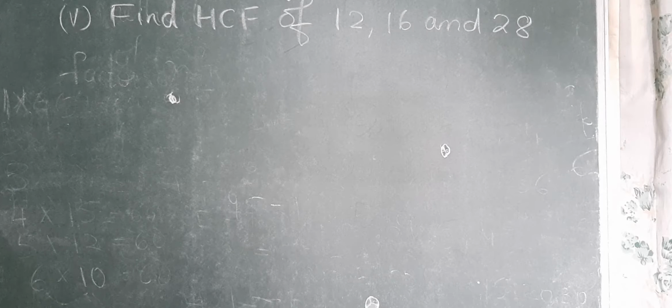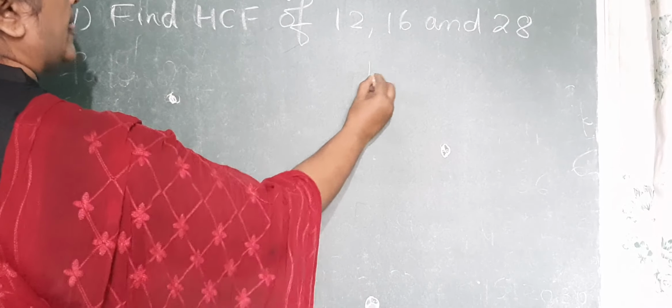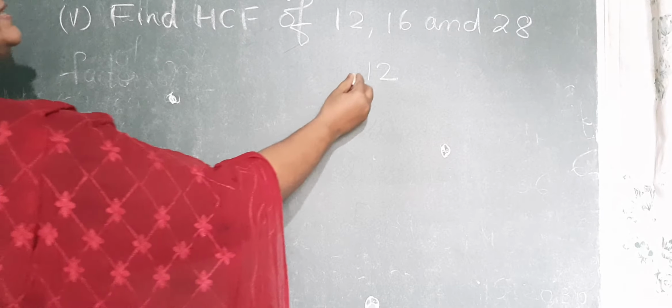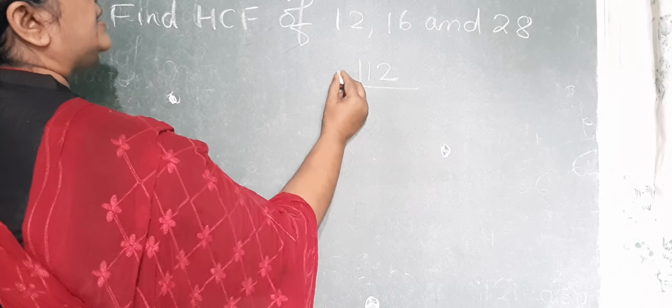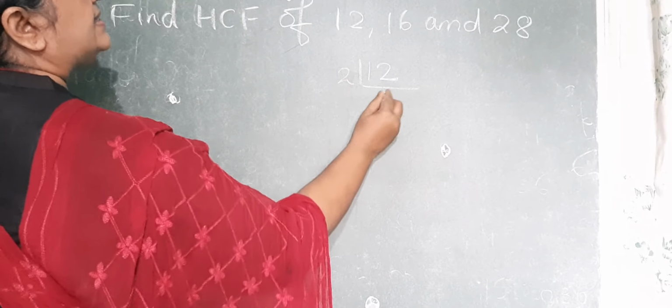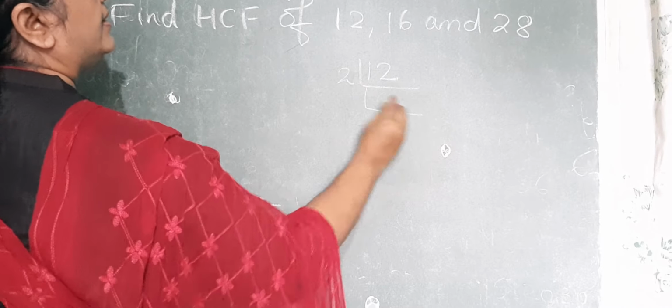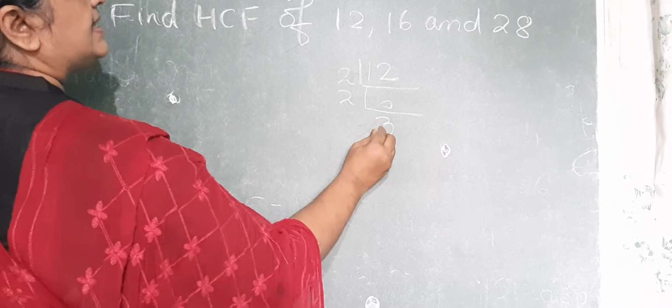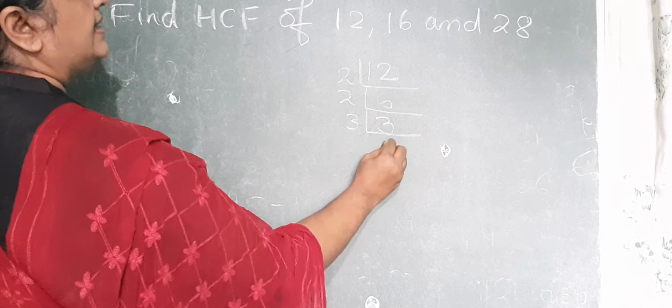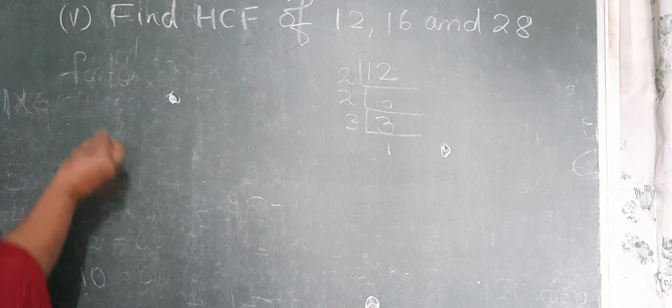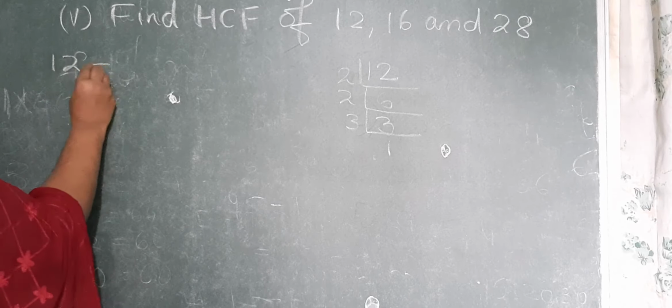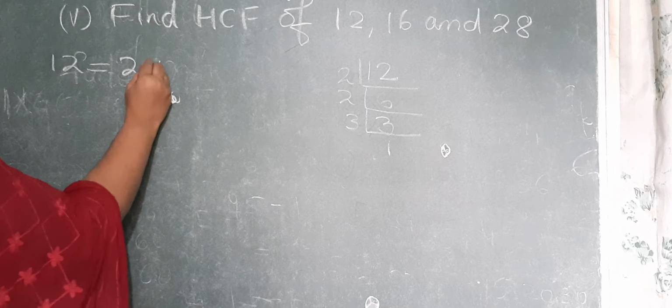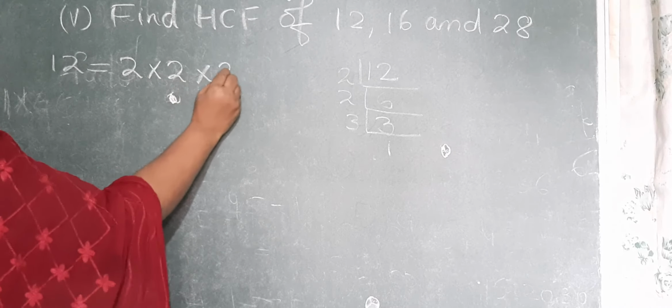How will we do it? Suppose we have 12. We have to split it into the prime factors. So how will I do it? We will say 2 sixes are 12, 2 threes are 6 and 3 ones are 3. So what are the factors of 12? Factors of 12 are 2 into 2 into 3.